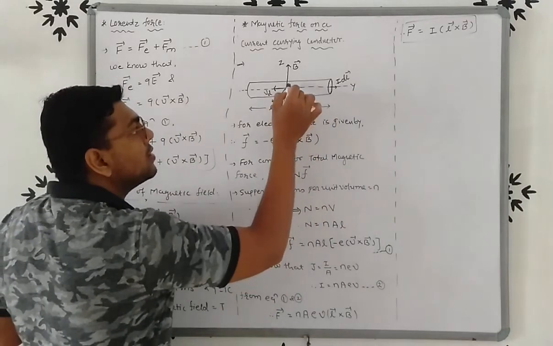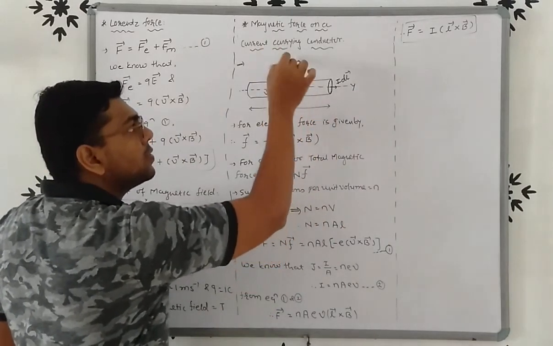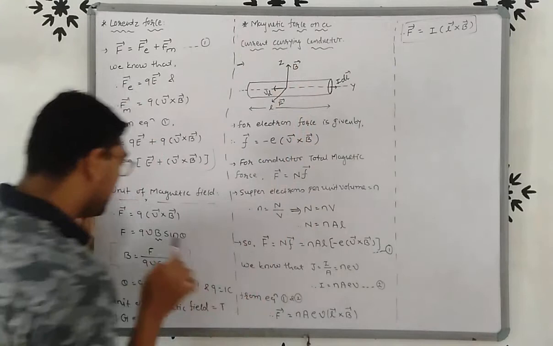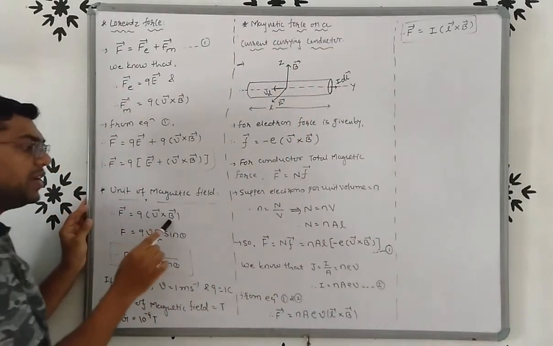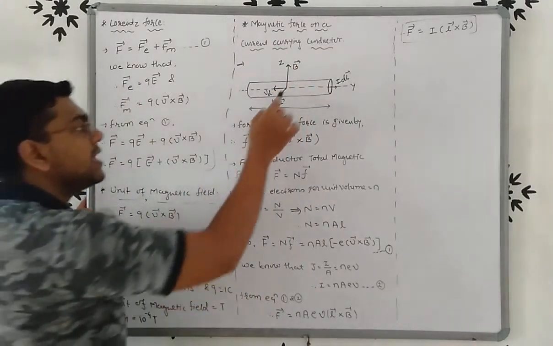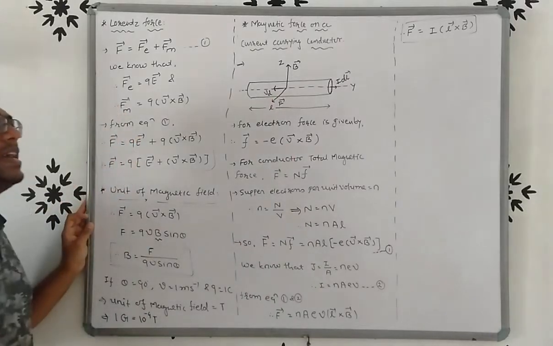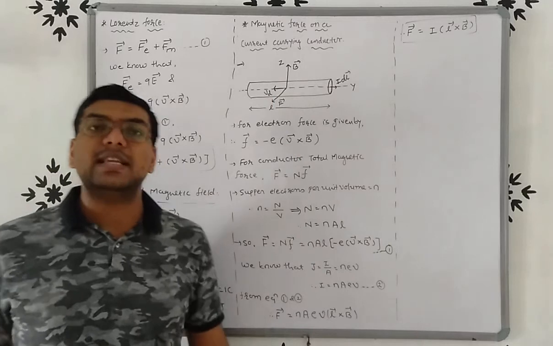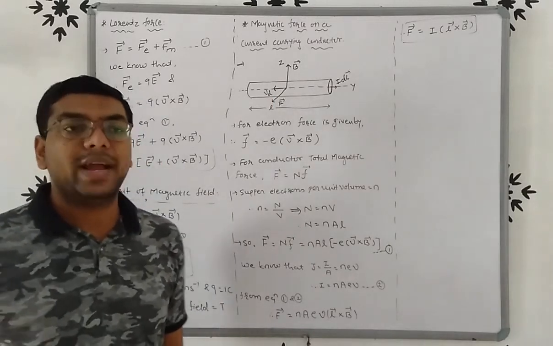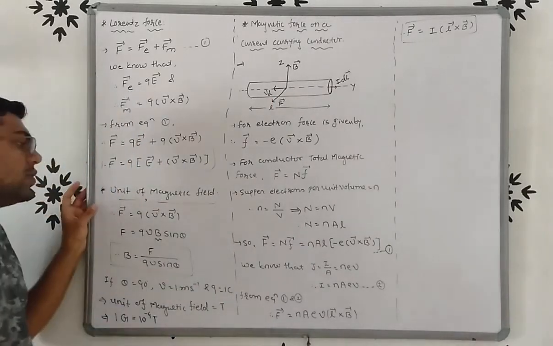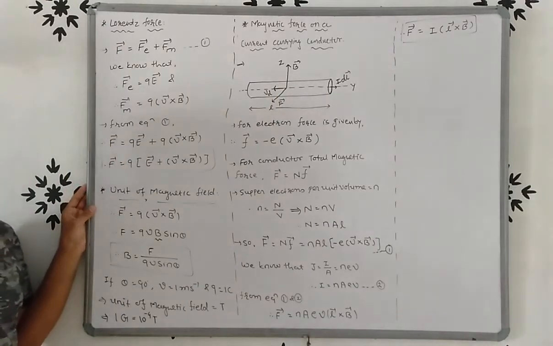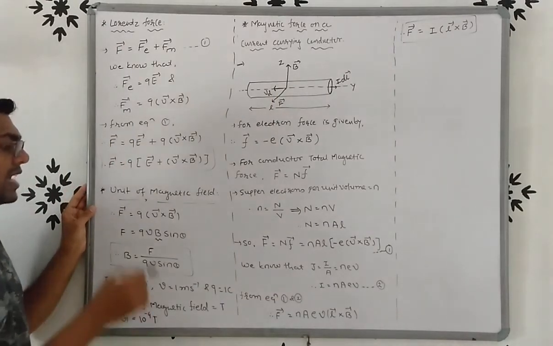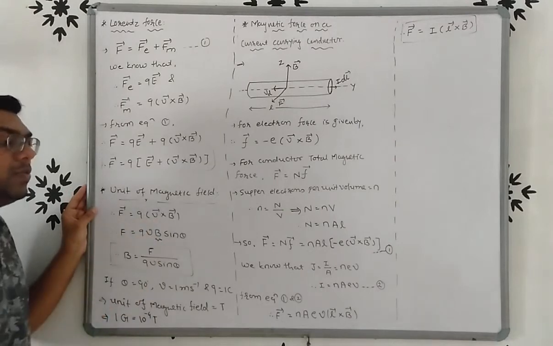Here the magnetic field is supposed along the z-axis. So from this formula F is equal to Q into V cross B, we can easily say that the force will be in the direction of the x-axis. Now for an electron we can easily write the formula of magnetic force, because we know the magnetic force on a moving charge F is equal to Q into V cross B.